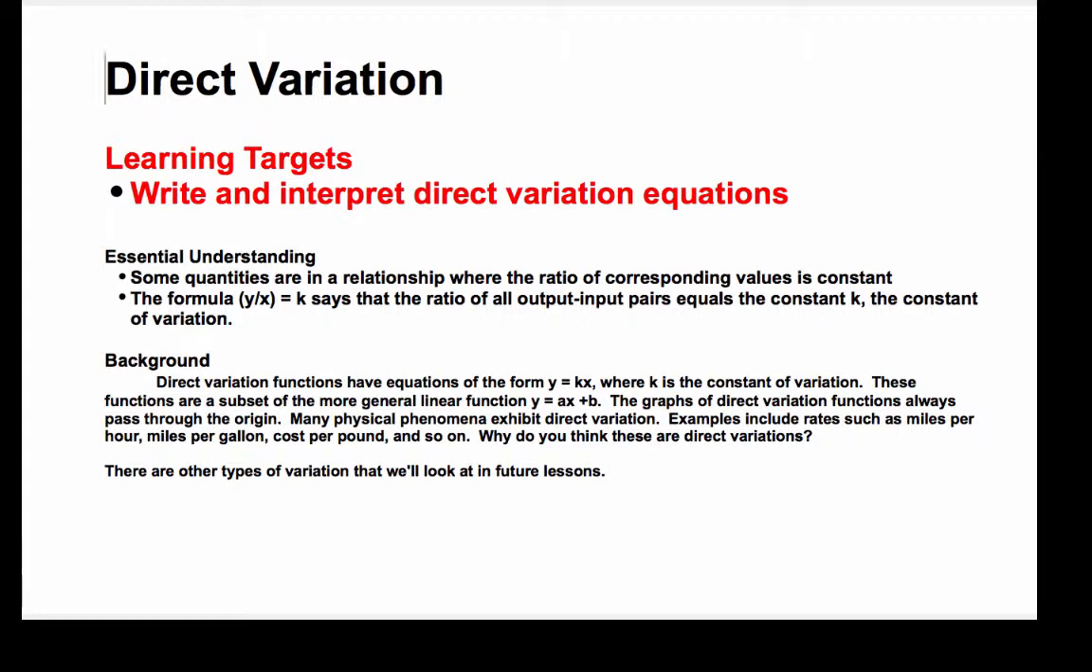Some background for this lesson: direct variation functions have equations of the form y equals kx, where k is the constant of variation. These functions are a subset of the more general linear function y equals ax plus b. The graphs of direct variation functions always pass through the origin. Many physical phenomena exhibit direct variation. Examples include rates such as miles per hour, miles per gallon, cost per pound, and so on.